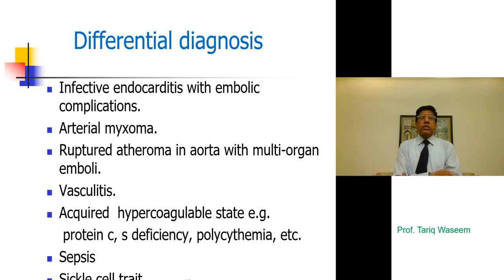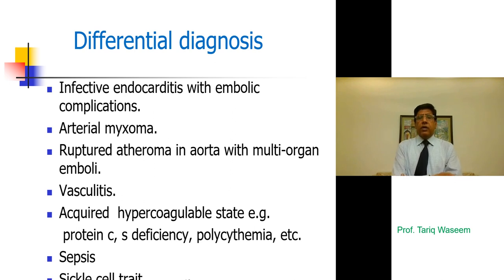Atrial myxomas can also have a picture like that. They can present with fever. They can present with, say, embolization to distal parts, to both peripheral and carotid circulation. Sometimes a ruptured atheroma in the aorta or in the carotid can lead on to this, possibly from the aorta. It is likely to go to both circulations, to the carotid as well as to the leg vessels.